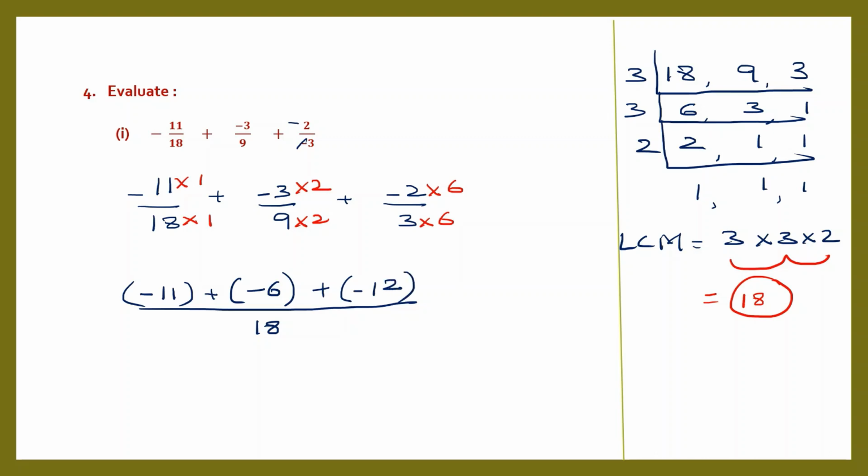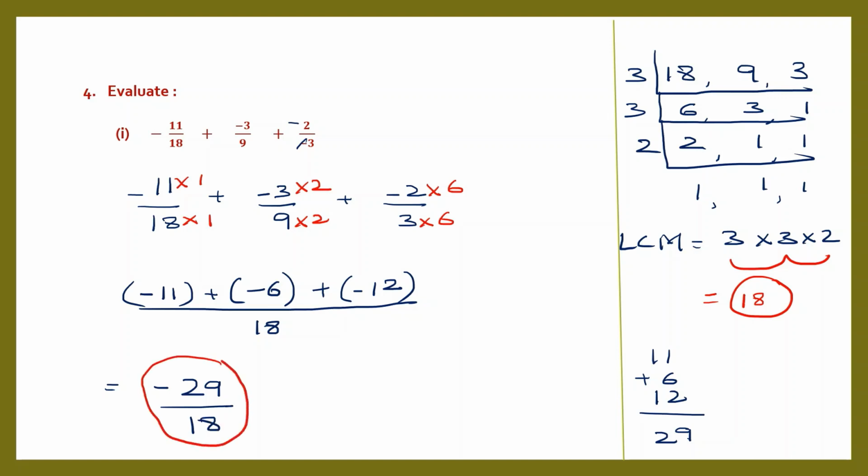So here, as you can see, all three signs are minus. So we can put the same sign and we can add up all three. So let's write that. So here we have minus. Let's add up 11, 6 and 12. Add up all three. When signs are the same, put the same sign and add. 1 plus 6 is 7. 7 plus 2 is 9. 1 plus 1 is 2. So here what do we have? Minus 29 by 18. This cannot be reduced to the lowest term. So we can leave this as our answer.